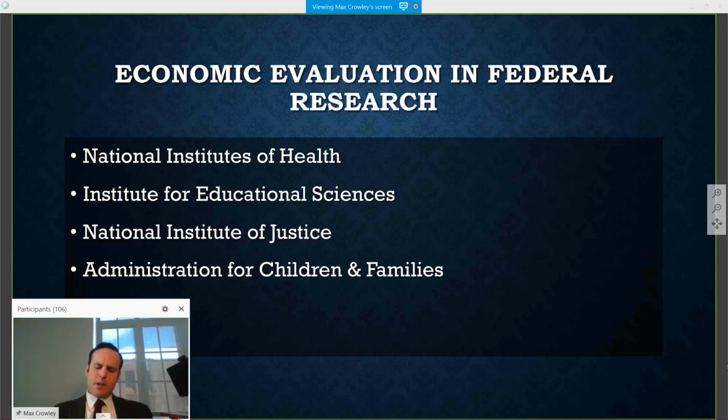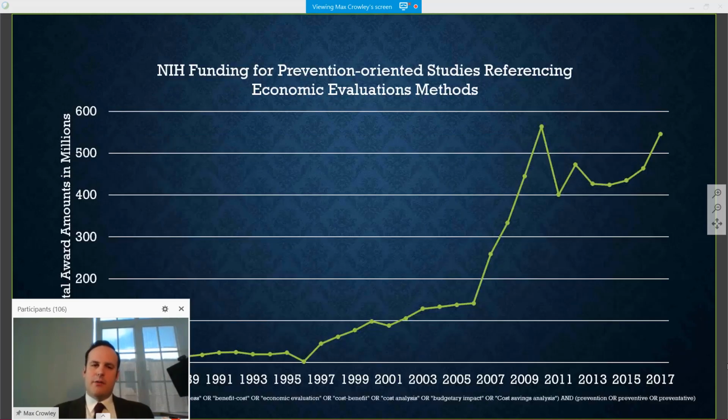So with that in mind, and just to give you a little bit of quantitative information, what we've been seeing is that NIH funding for prevention-oriented studies, in particular, have increasingly referenced economic evaluation methods explicitly in their proposals over time. In particular, we saw a sustained growth between the 2003 and 2009 period with some plateauing over the last few years, but the focus has been much greater than, for instance, in the late 80s and early 90s.